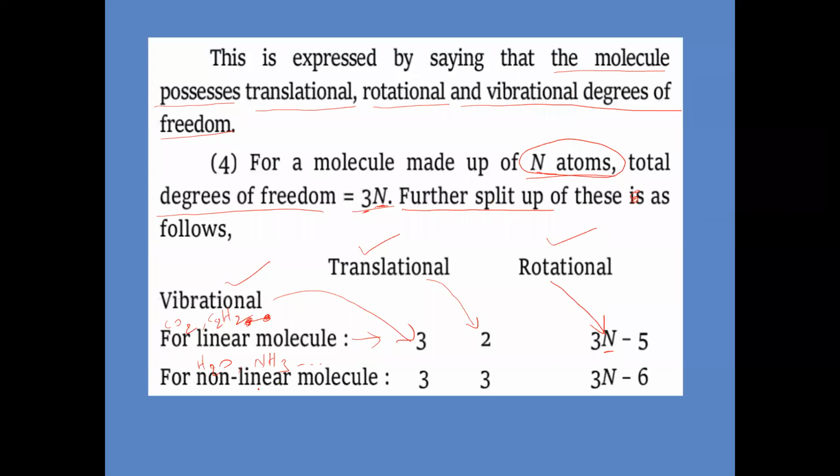Now you see, for non-linear molecules, how many vibrational degrees of freedom will there be? 3 again. Number of translational, 3. For linear, the number of vibration will be 3, and for non-linear, vibrational will be the same. Vibrational degrees of freedom will be the same for linear molecules and non-linear molecules.